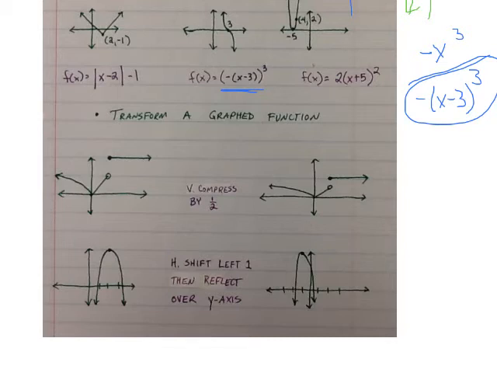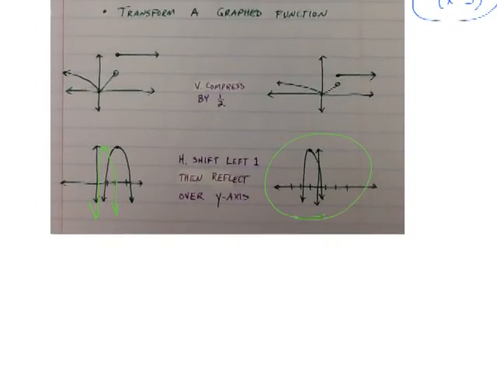Next one is an upside down parabola, and it says horizontally shift left 1 and then reflect over the y-axis. So the first thing I did was I shifted it to the left one, so it looked something like that, and then I reflected it, giving me the result here. This is another one of the examples where doing it in the reverse order would have resulted in a different graph, which I'll show you below.